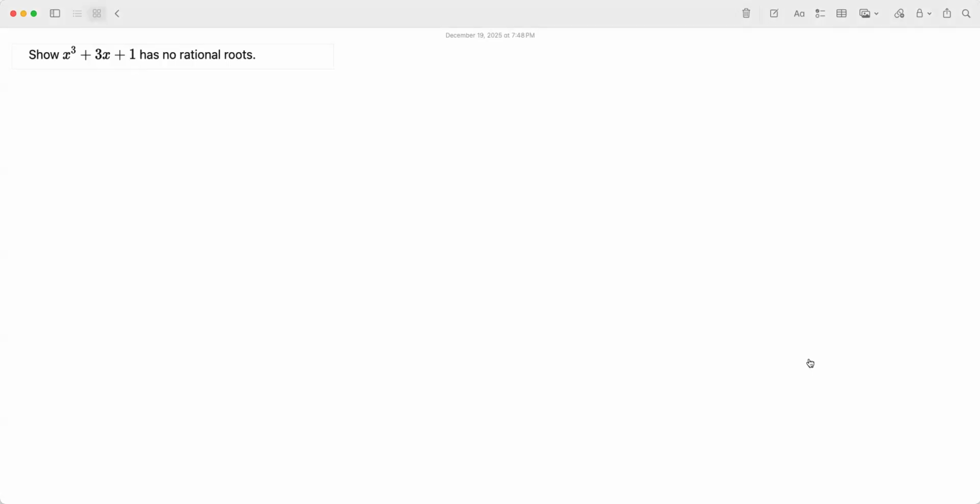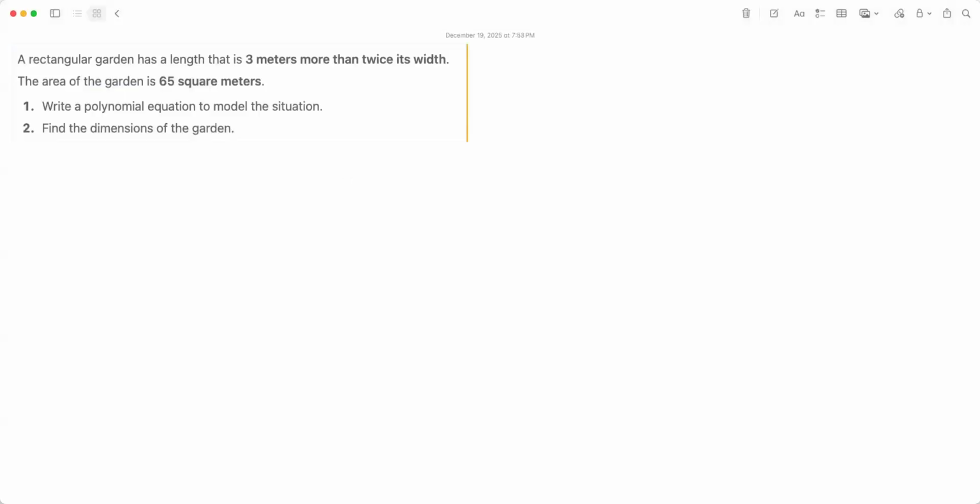Then what else I want you to do? Okay, how about this? This is a good one. You're going to write out polynomials. Let's see. A length that is 3 meters more than twice the width. Okay, rectangular. This one is easy, but let's see. You're going to frame the equation, please. It's just the area of a rectangle. So do it. Next, I'll help you.